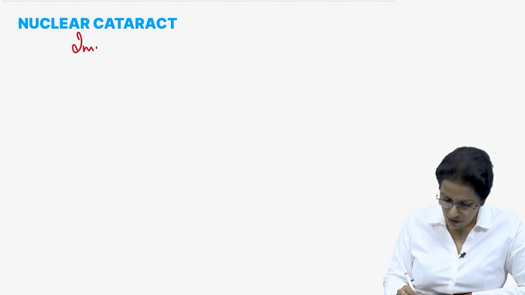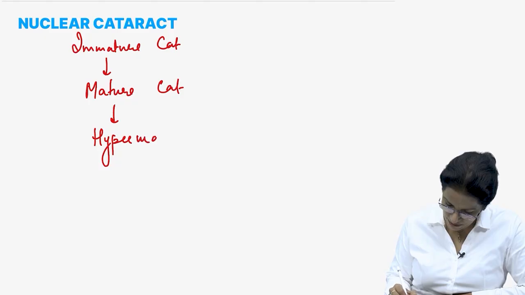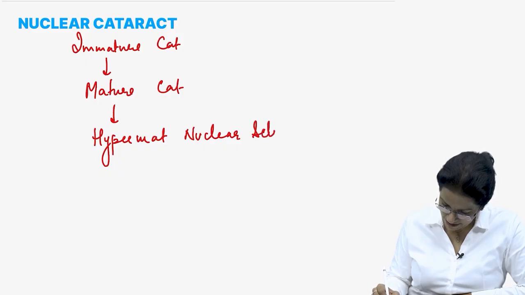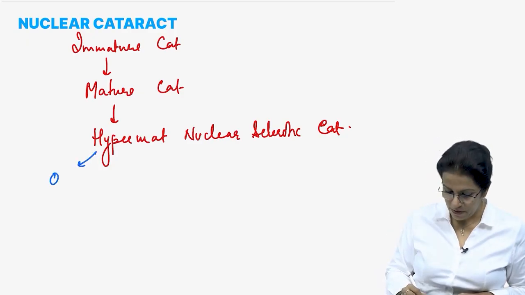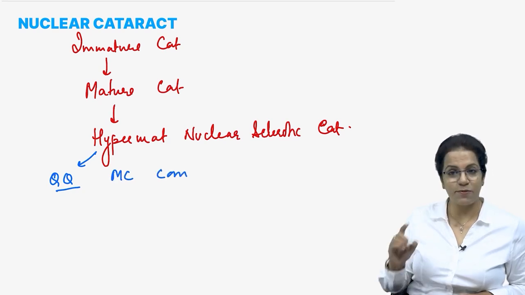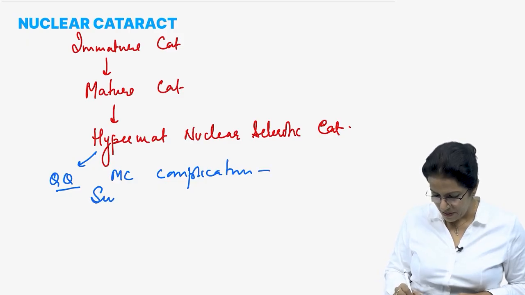Talking about nuclear cataract. Clinical feature, very simple. We just learned like this. Immature cataract, mature cataract, and lastly, what did you learn? Hypermature nuclear sclerotic cataract. Exam question. Most common complication of hypermature nuclear sclerotic. It's a repeated question. Most common complication. We learned the most common complication of Morgagnian. Now we are learning for this. So for this, what will you answer? You'll answer subluxation of lens.